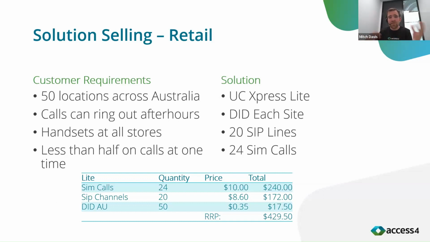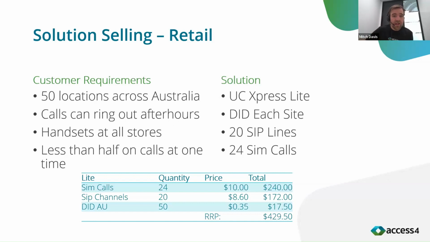Per user per month does not make sense when you have something like this customer here, 50 locations. They don't need time of day routing. If it rings out after hours, people usually expect that. It's only single handsets at a lot of stores, so there's not a lot there, but they may need voicemail and things like that. So something like our UC Xpress Lite product set makes a lot of sense.